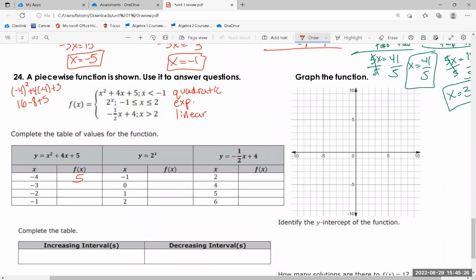Wait, no, that's wrong. Sorry. 4 times -4 is -16. My bad. Okay, so 16 minus 16 plus 5, that will give me 5. 5 is right, I just did it wrong up top. Sorry. All right, plugging in -3, I'm going to have -3 squared plus 4 times -3 plus 5. -3 squared is 9 minus 12 plus 5. That would give me 2.